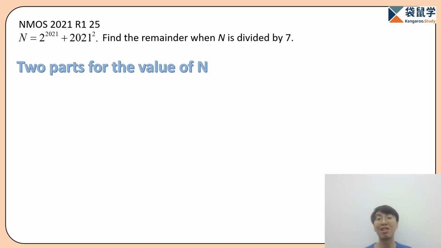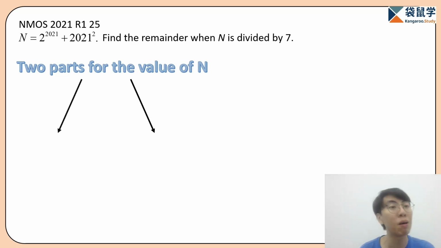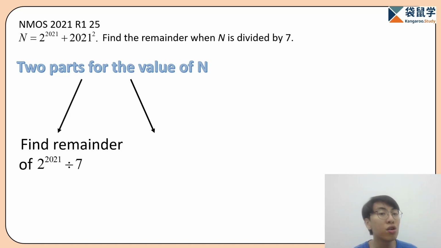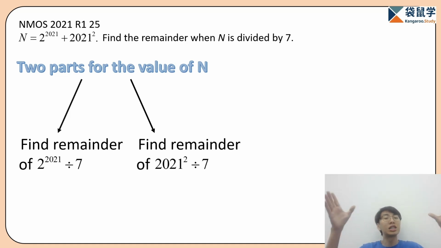Well, what we can do is just split it out into two parts. The first part is finding the remainder when 2 to the power of 2021 is divided by 7. The second part is 2021 to the power of 2 divided by 7. And that is how we'll do it. At the end, after I have found the two parts, I add the remainders up together. So now the question seems much simpler.